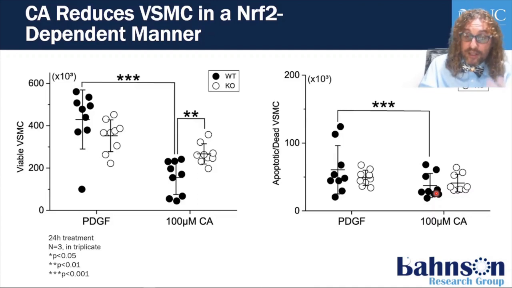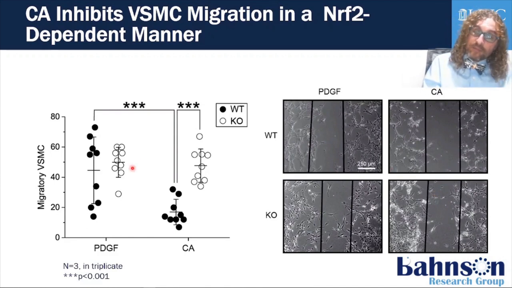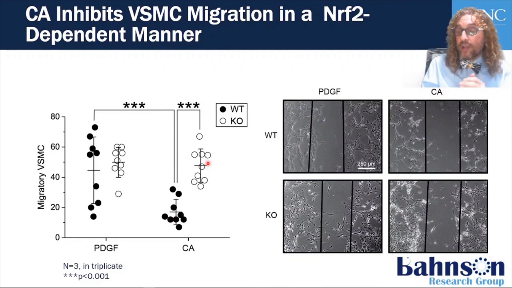The other component is migration. So we performed the scratch wound assay with smooth muscle cells of these two genotypes, and as we had seen before with a different strain of rat, cinnamic aldehyde inhibits migration of smooth muscle cells in Nrf2 wild-type rats. However, that inhibition disappears when we are looking at knockout rats, suggesting that this inhibition in migration is Nrf2 dependent.